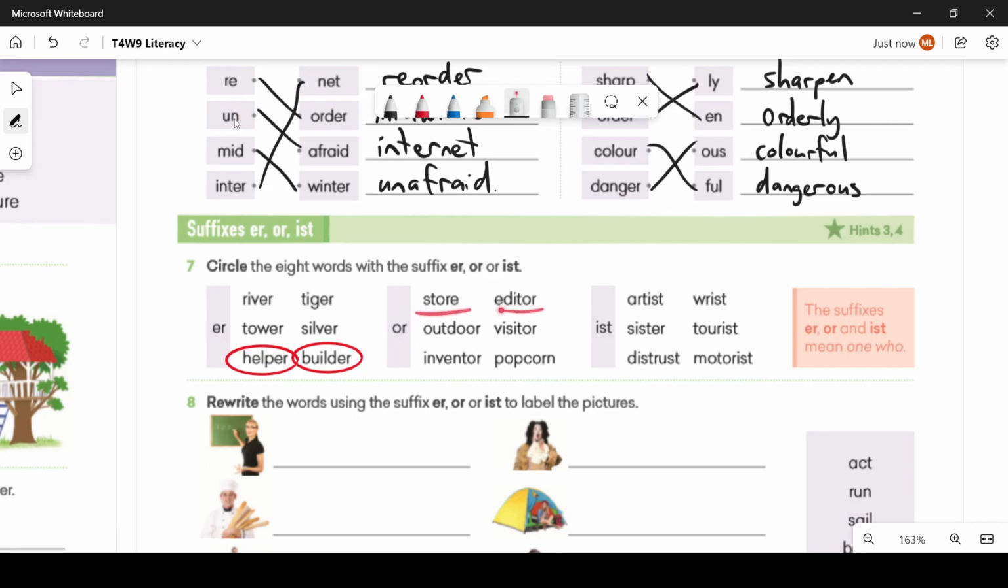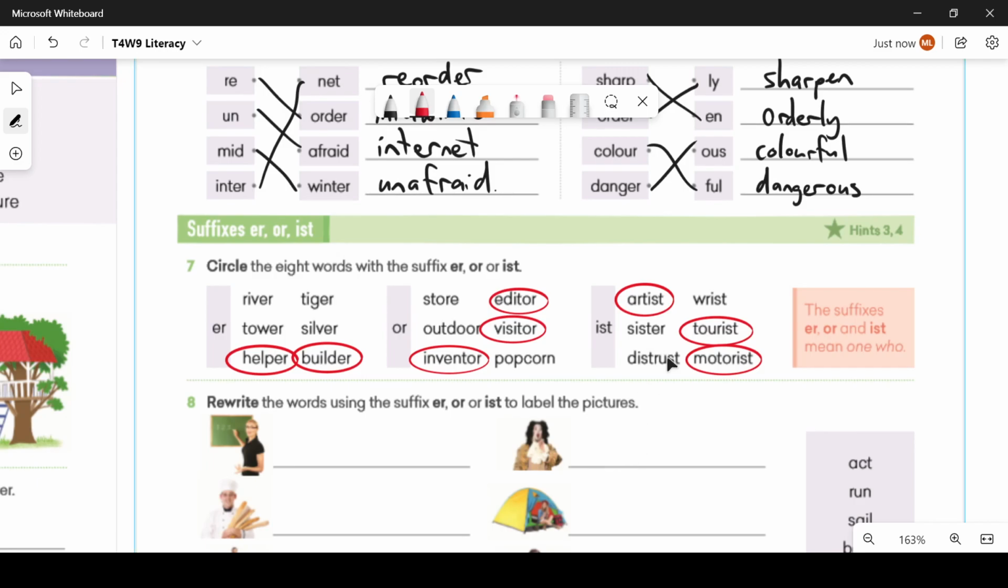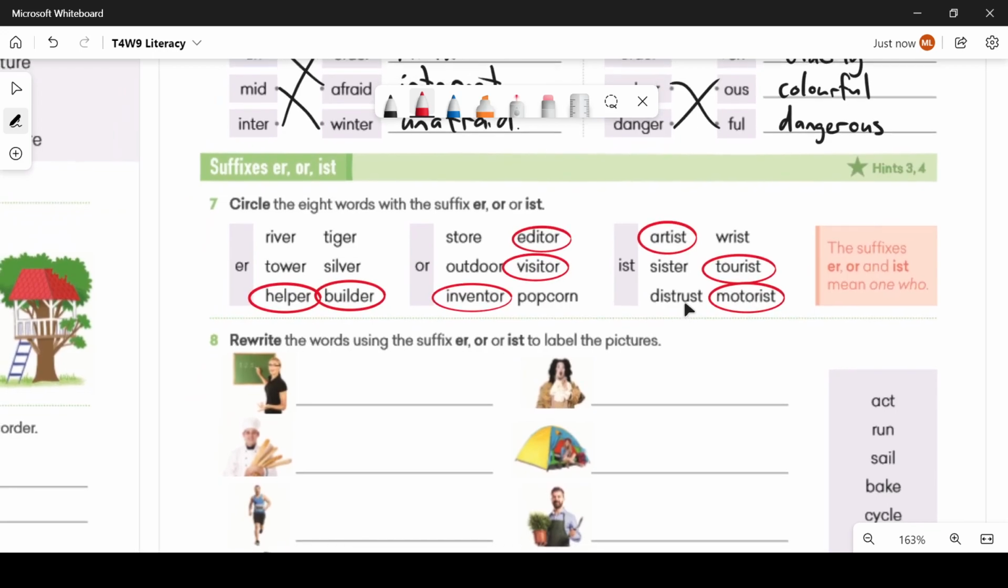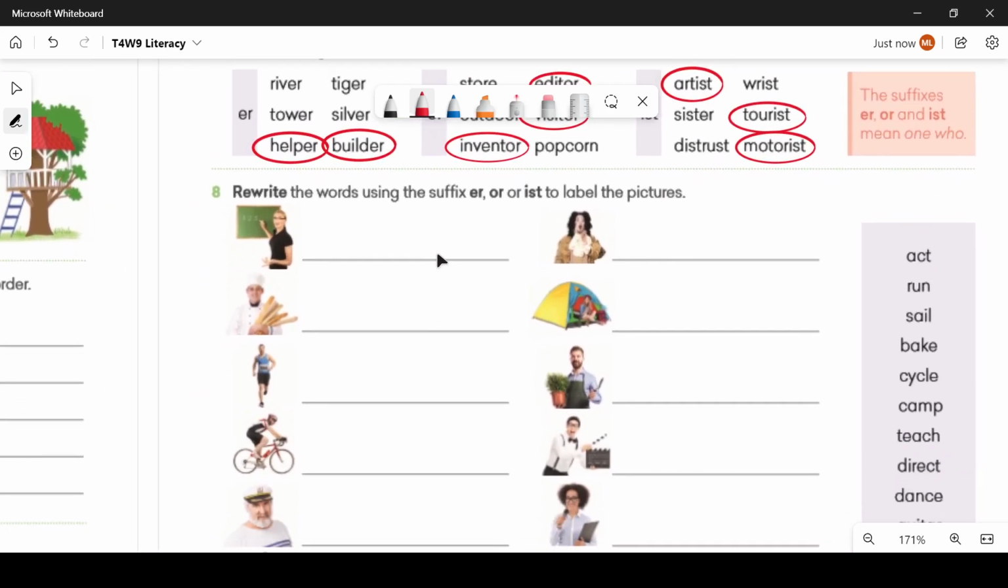Alright, a visitor, someone that visits, an inventor, someone who invents. An artist, someone that makes art. A tourist, someone that goes on a tour. A motorist, someone that drives a motor. There's one more I need to do. An editor, someone that edits. There you go. That's eight. So the other ones might have the er or ist on it, but they're not building an original meaning of a word. It's part of the original word.